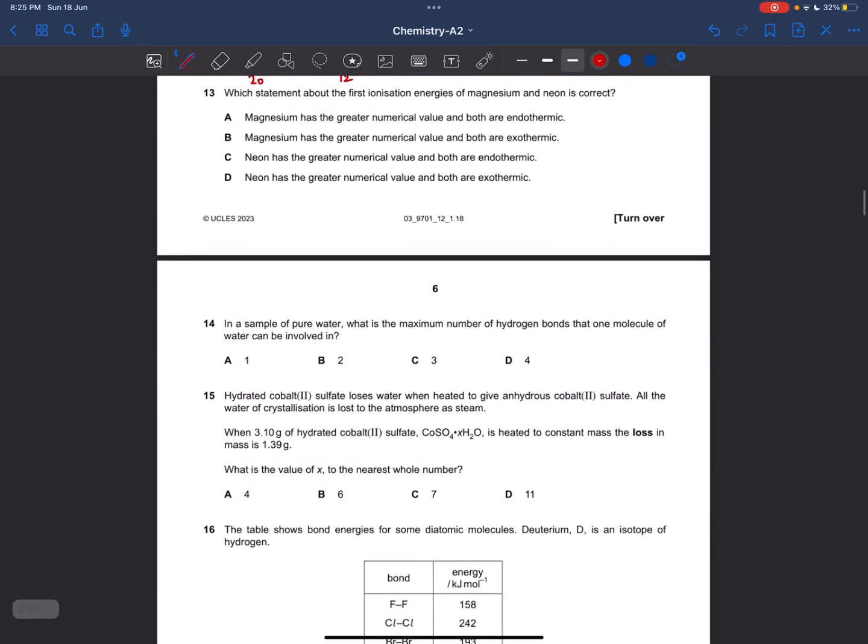Which statement about the first ionization energies of magnesium and neon is correct? Okay, so if we look at this, which statement?